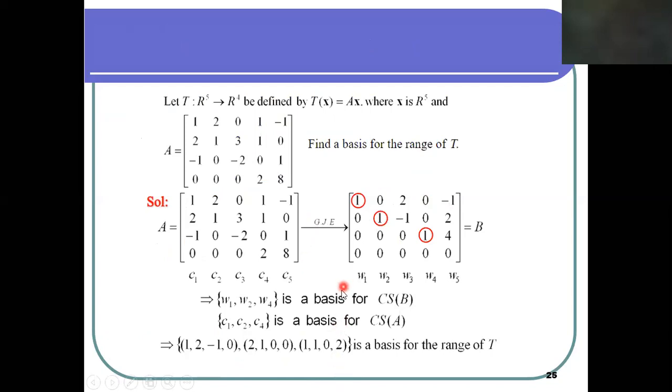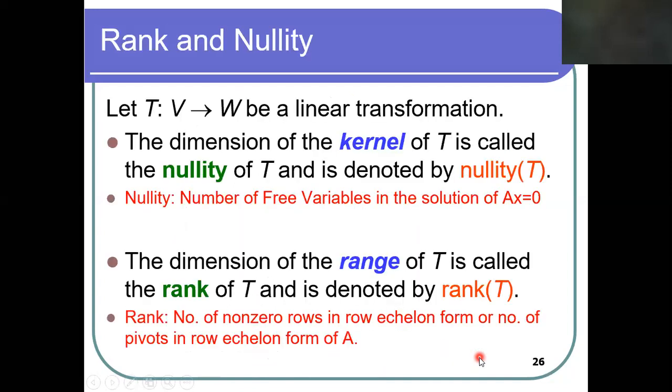So if you can look over here, this is the basis for this reduced matrix, and this is the column space of this matrix A. In the column matrix, this is C1, C2, and C4. So I can just write this as the basis for the range of the transformation. Now, rank and nullity of a linear transformation.